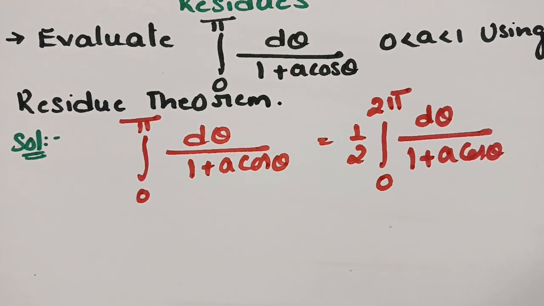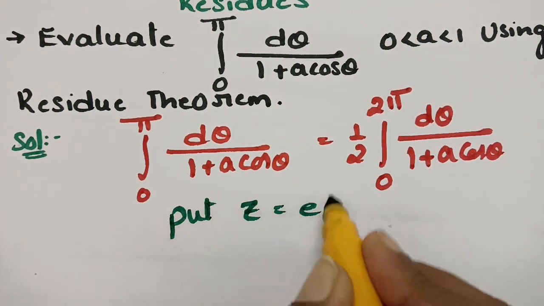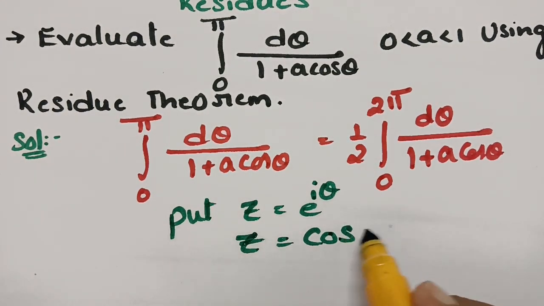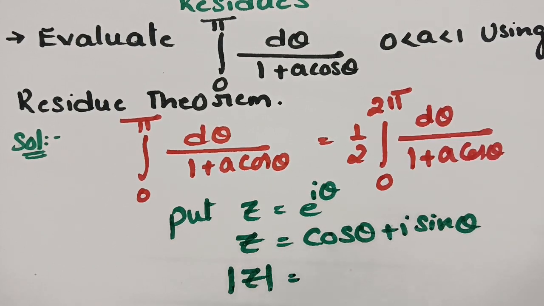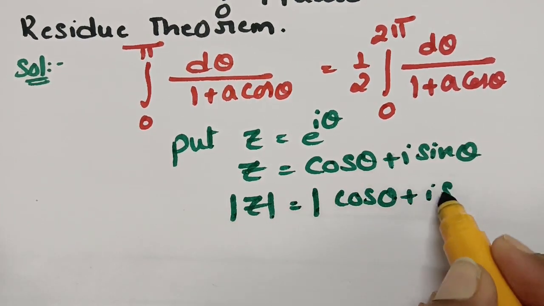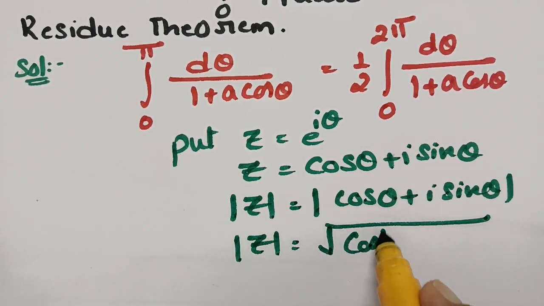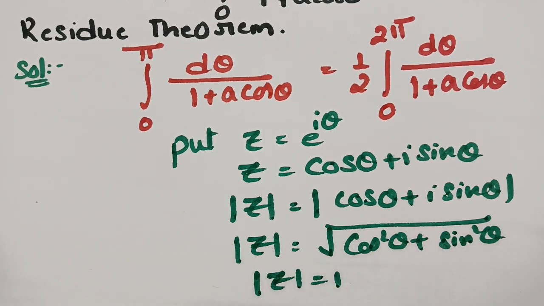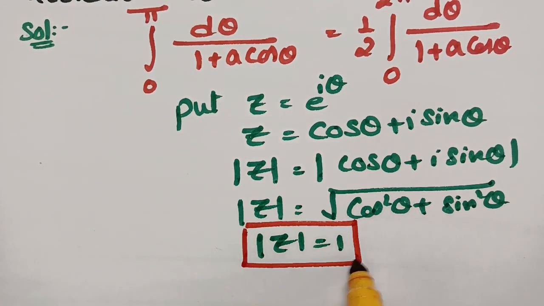So for this, first of all, I have to put z equal to e power i theta, and e power i theta is nothing but cos theta plus i sin theta. Here the mod of z is equal to the mod of cos theta plus i sin theta, which is equal to root over cos square theta plus sin square theta, and therefore mod z is equal to 1. So we got the region as a unit circle, with center 0 and radius 1.